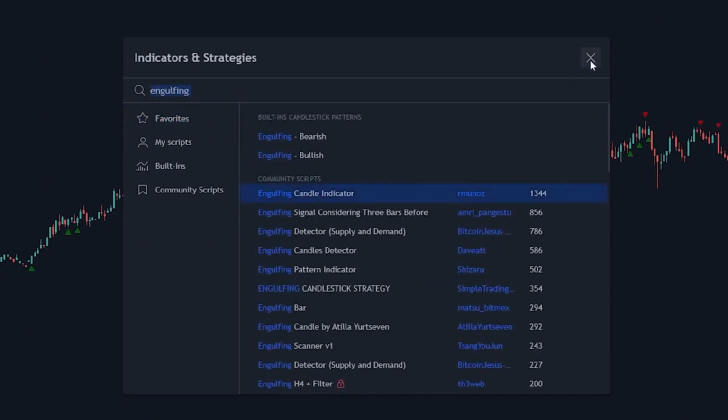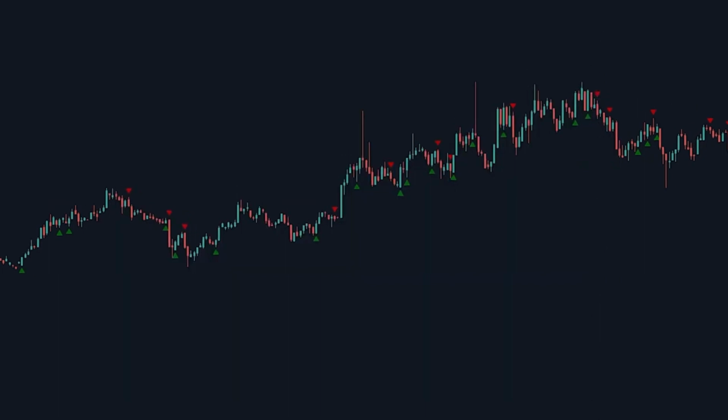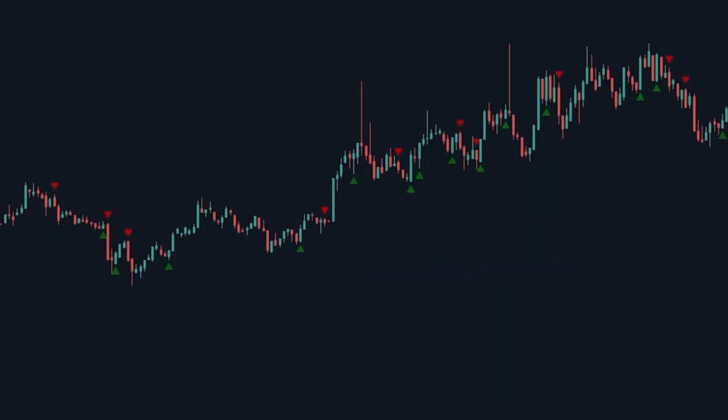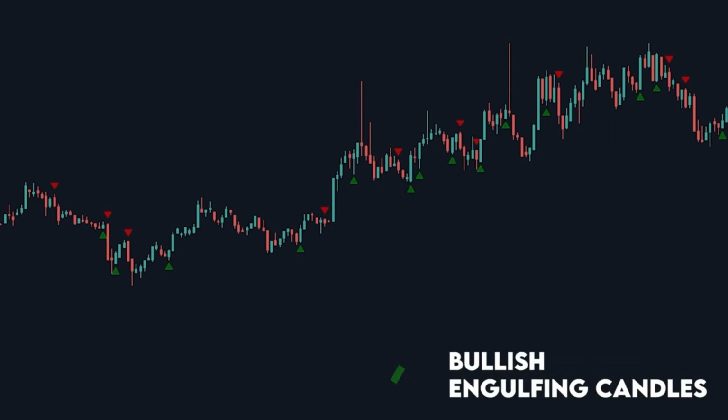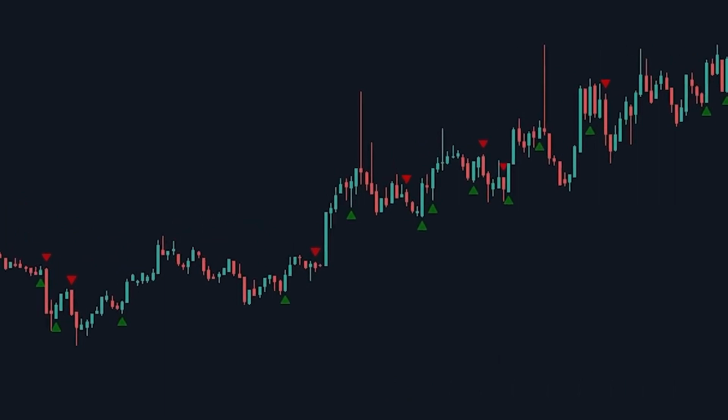When you add it, you're going to be seeing a bunch of red and green arrows. Since we're going to be doing long trades in this example, you can just disregard the red arrows. So all of these green arrows are bullish engulfing candles. Rule number three is we will only enter a trade if we see a green arrow.